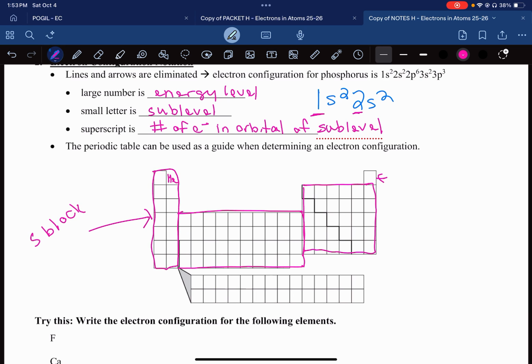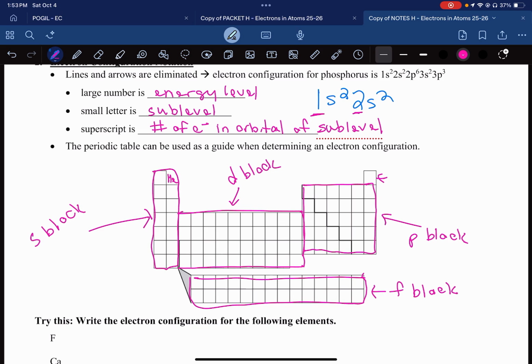Okay. And then down here, so this is, or I'm sorry, D block, P block, and this down here is the F block. These are those blocks we were referring to in the last video and in our notes when we're filling out that big table.